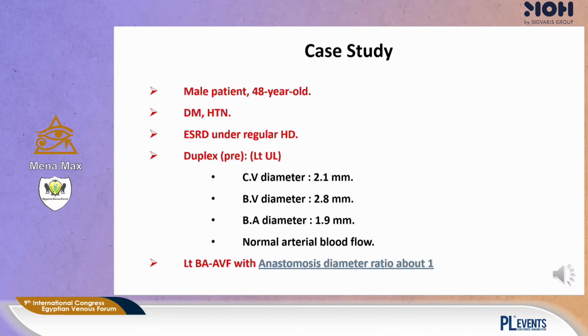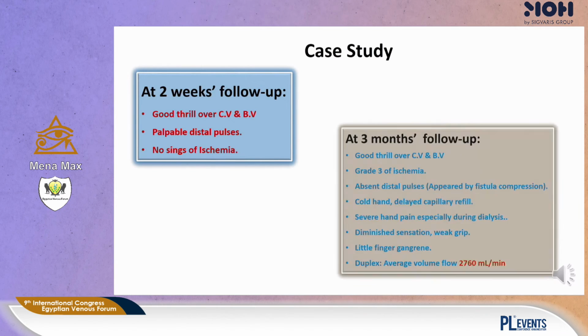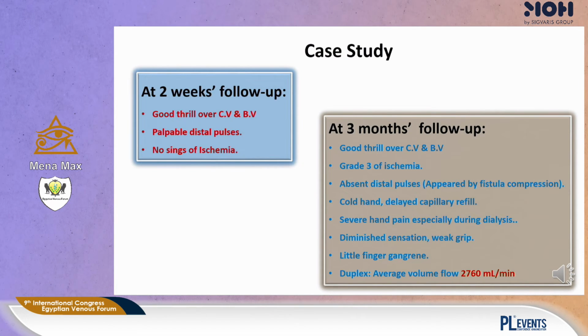This is a case study. A male patient, 48 years old, diabetic, hypertensive, under regular hemodialysis. Duplex study preoperatively was according to our criteria. The patient underwent a left brachio-antecubital arteriovenous fistula. Follow up after 2 weeks showed no signs of ischemia.